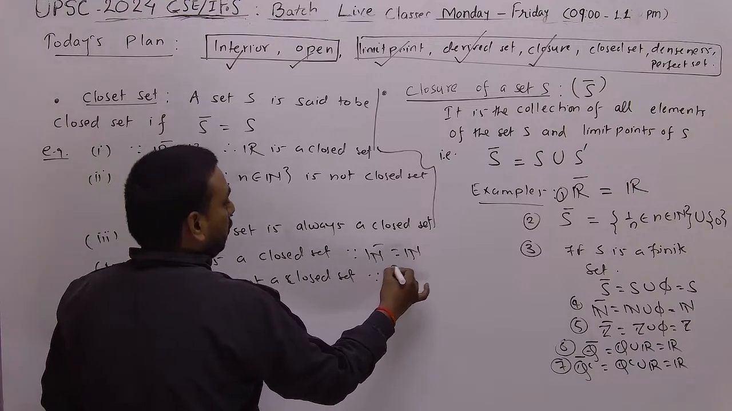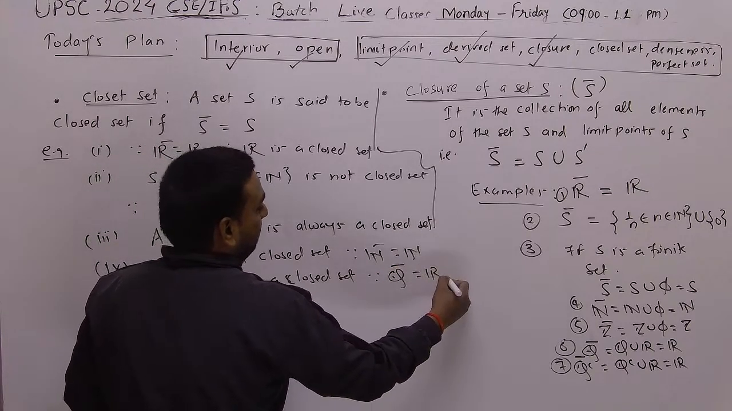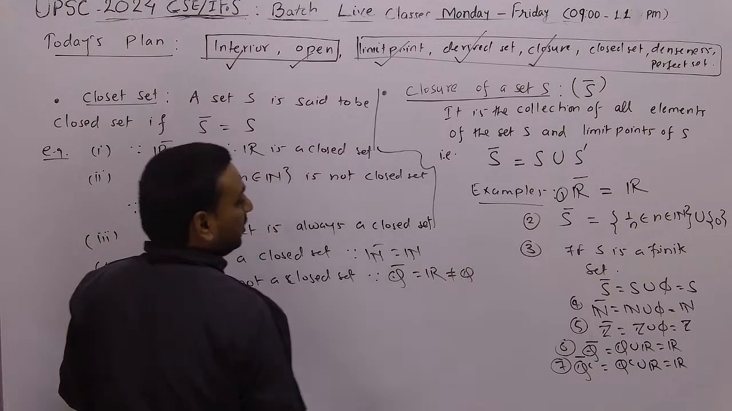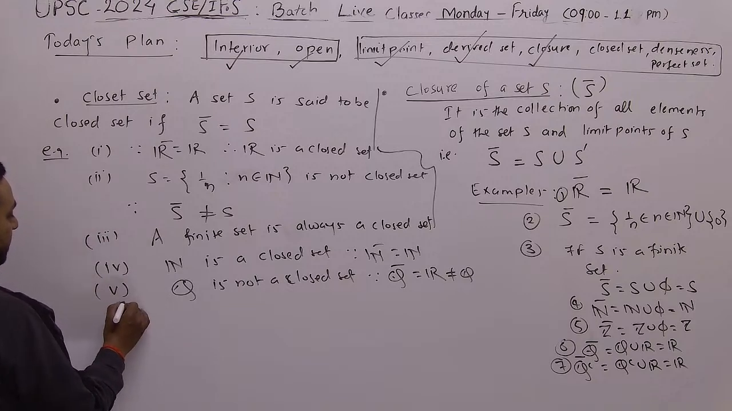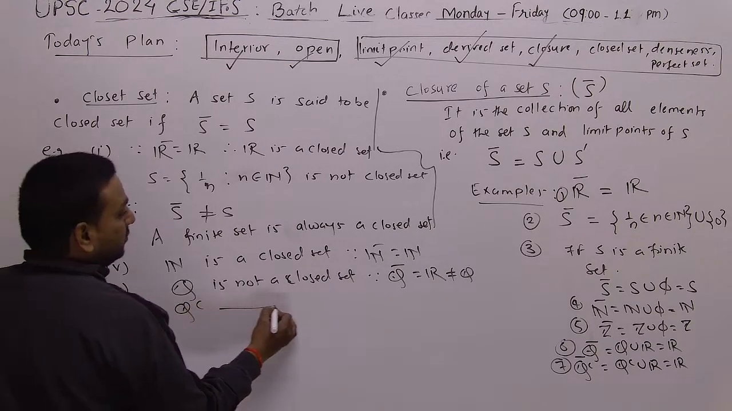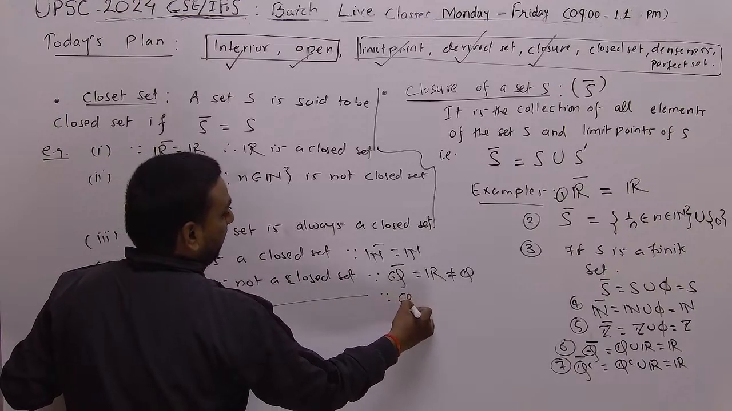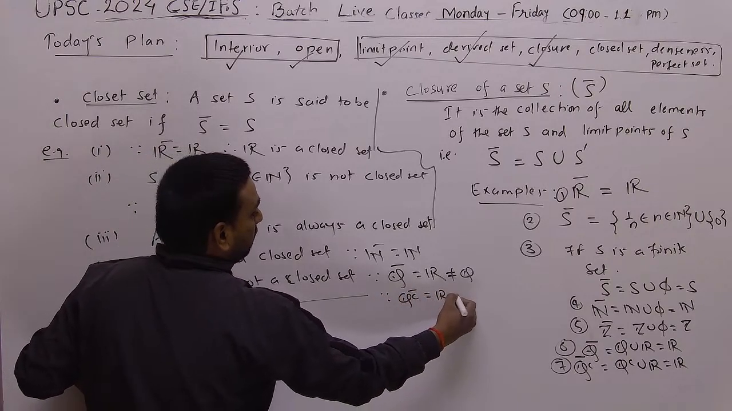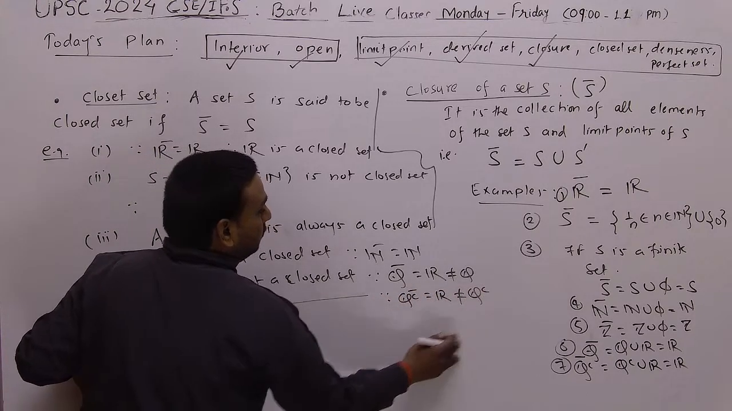Fifth, Q is not a closed set. Why? Since Q closure equals R, which is not equal to Q. Similarly, Q complement is not a closed set. Why? Q complement's closure is R, which is not equal to Q complement.